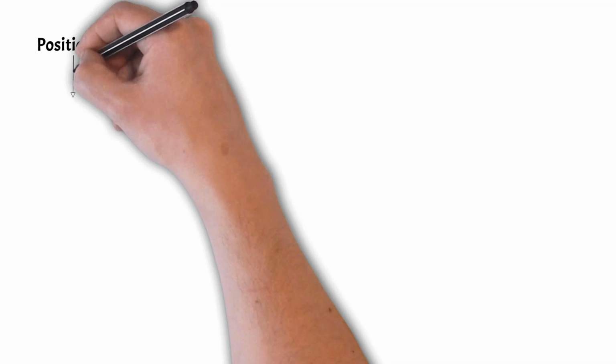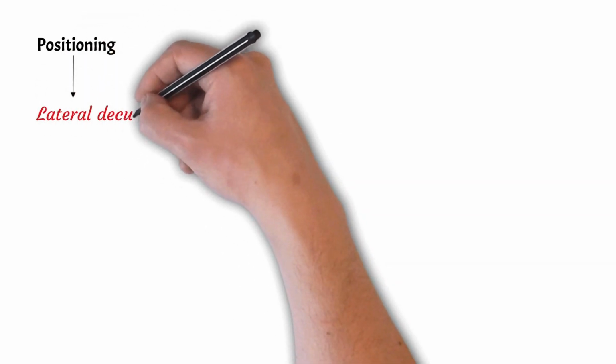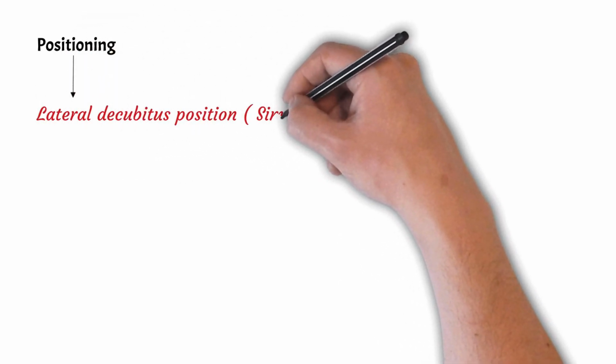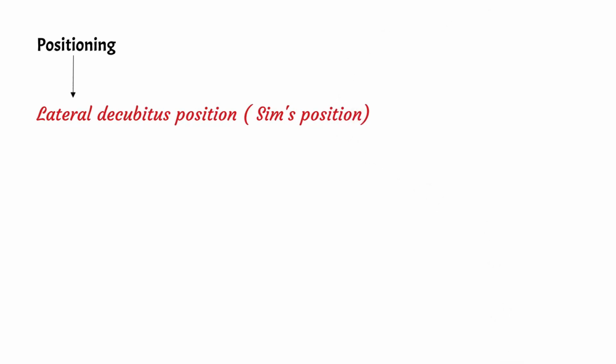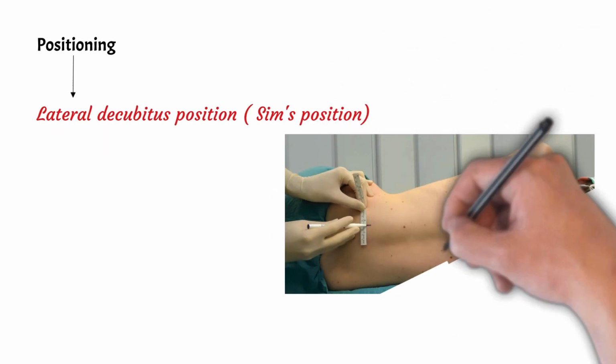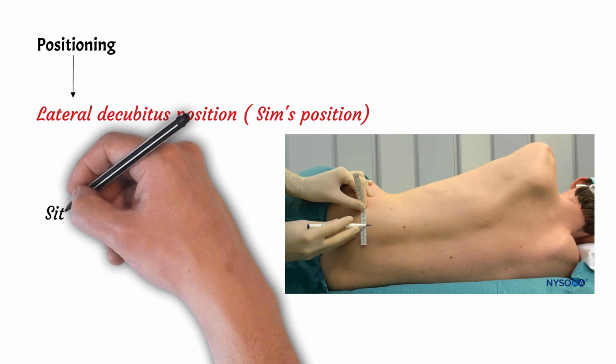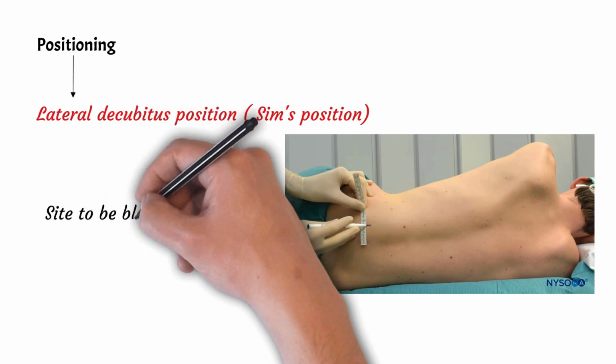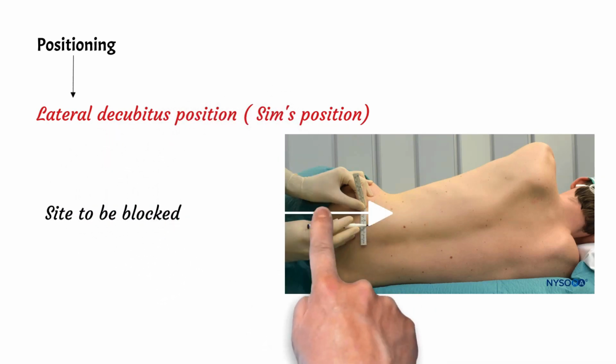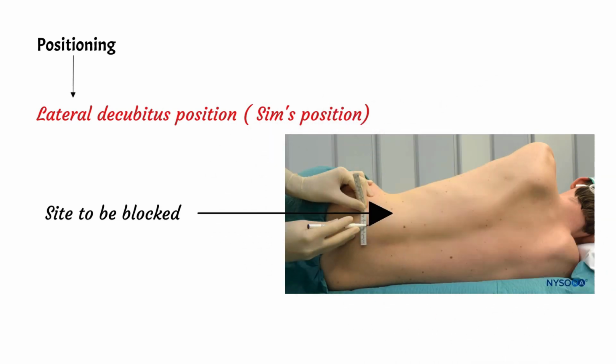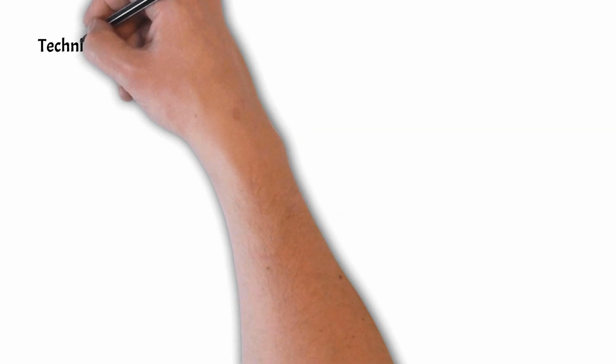The position is very easy. It is the lateral decubitus position, which is also known as Sims position. This is a picture which I have taken from NYSORA. The side to be blocked is on the non-dependent side. This is the side which we have to block and it is placed on the non-dependent side. Now comes the technique. How can we give the lumbar plexus block?